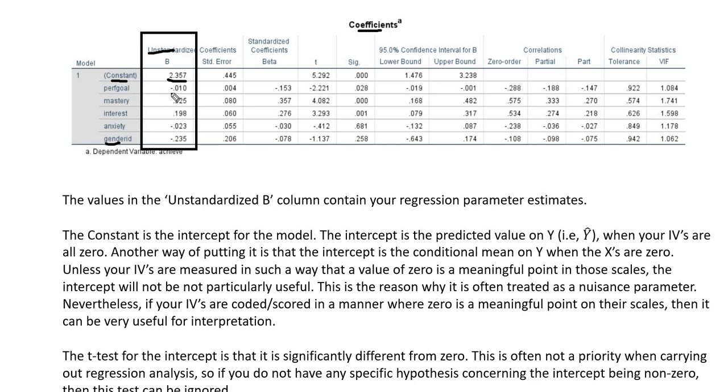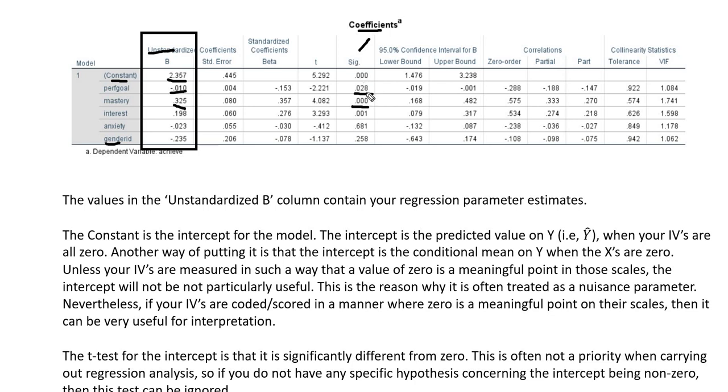Nevertheless, we see that for performance goals, the unstandardized coefficient is negative, indicating that higher scores on performance goals are associated with lower scores on achievement. And that relationship is statistically significant. Mastery goals have a positive relationship to achievement. Basically, higher scores on mastery are associated with higher predicted scores on achievement. That relationship is significant. By the way, the significance values, or the p-values right here, are all for two-tailed tests.